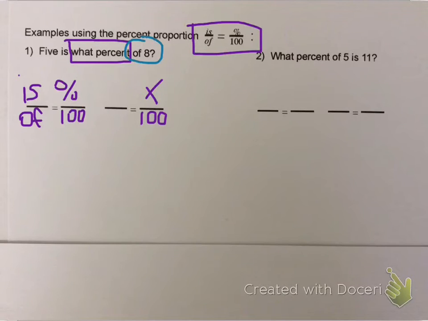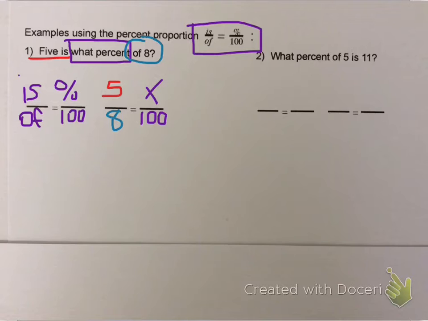So you find your percent first, then you find the word of, and the number that is right after the word of is always going to be your of. So the 8 will go in the of spot. And whatever is left over, that's going to be your is, whatever's left in that sentence. So 5 will be my is. That's your proportion.